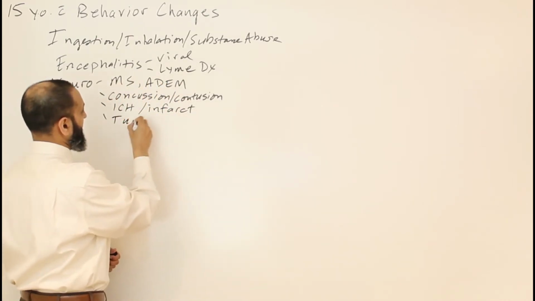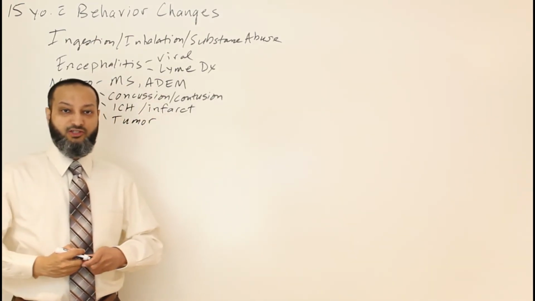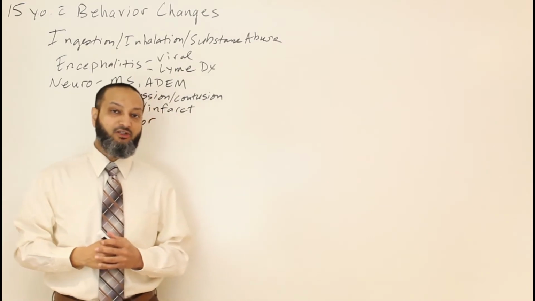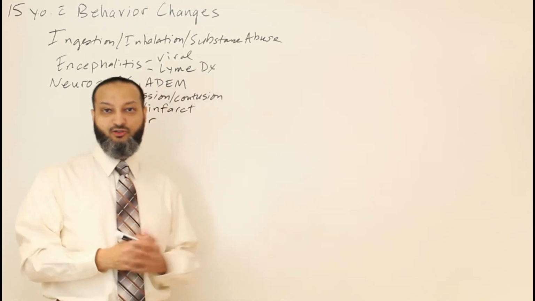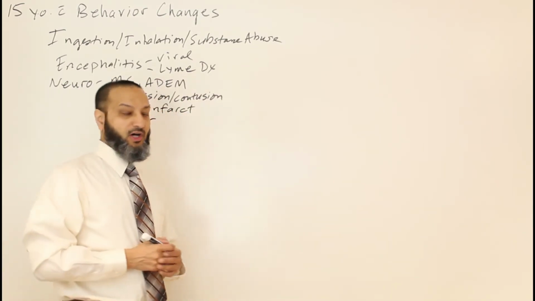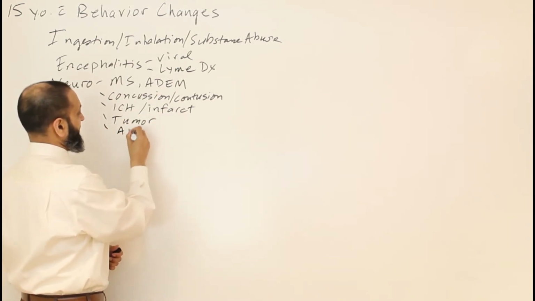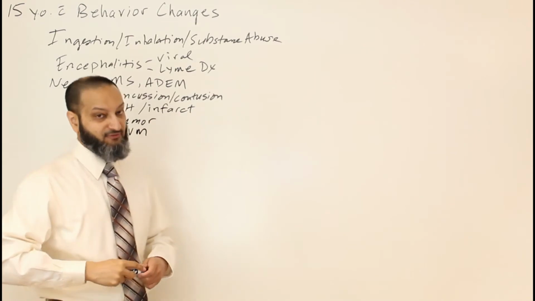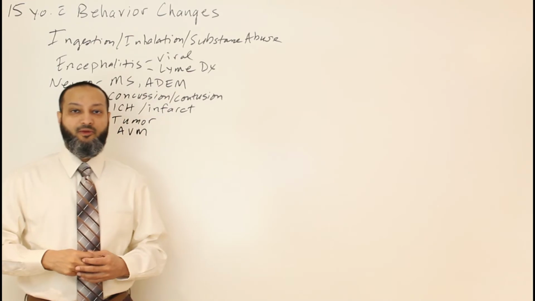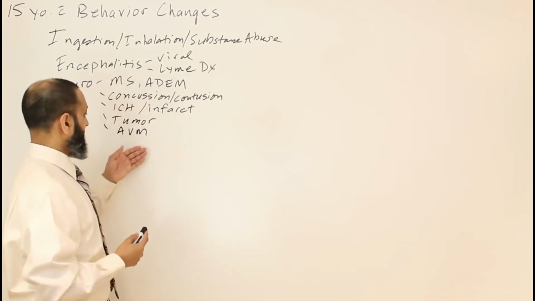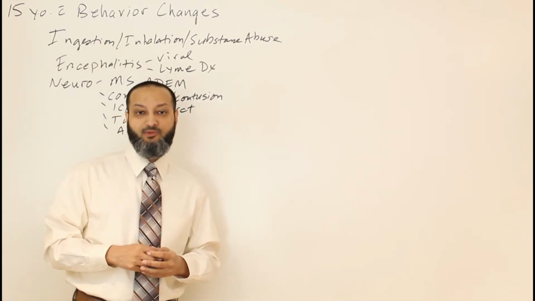Other things to consider would be a tumor causing increased intracranial pressure, and a brain tumor causing behavioral changes. Depending on the location of the brain tumor, it can manifest in different ways with behavior changes and other neurologic focal deficits as well. And then we have mentioned bleeding, intracranial hemorrhage, but another possibility is that she could have an AVM, an arteriovenous malformation that has now ruptured and is causing bleeding. So that's the intracranial hemorrhage, but it could be from different reasons. An AVM that has ruptured could be another possibility as well.